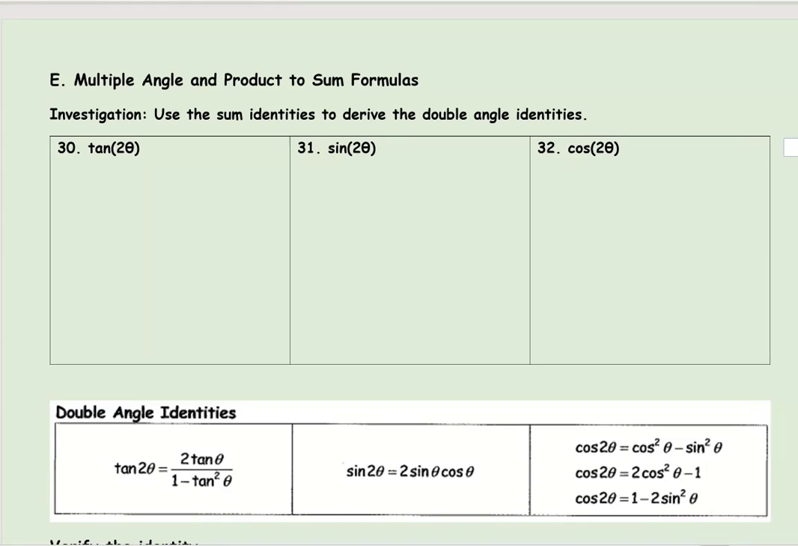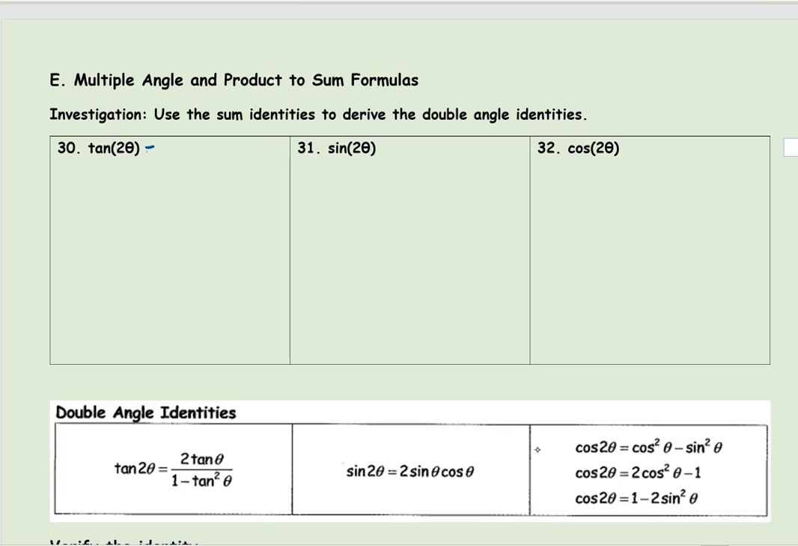Hello, everybody. Today we're actually going to finish up Unit 2 with multiple angle and product to sum formulas. So first we're going to do a little bit of an investigation. We're actually going to use the sum formulas that we learned in the previous section to derive the double angle identities. So the first one we're going to look at is tangent of 2 theta.